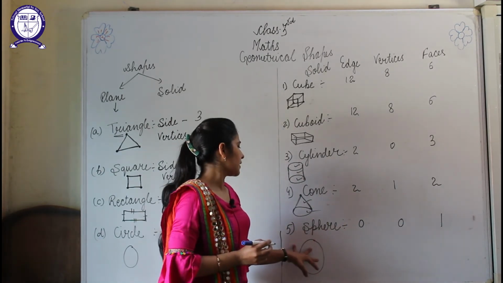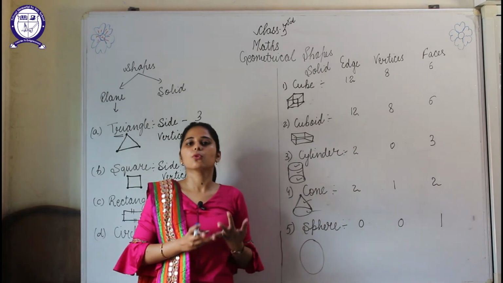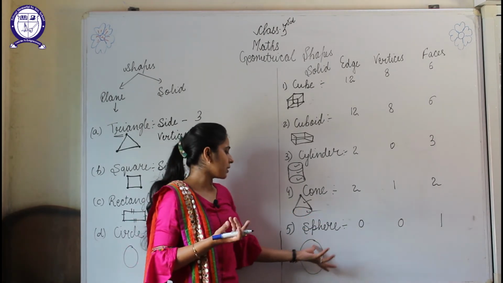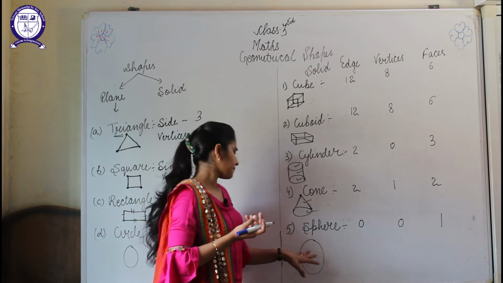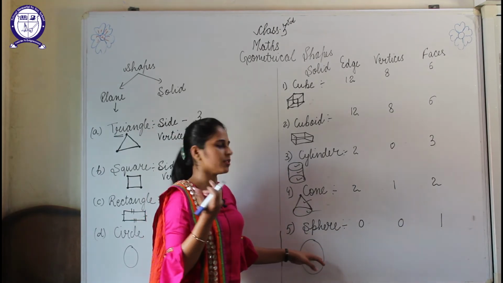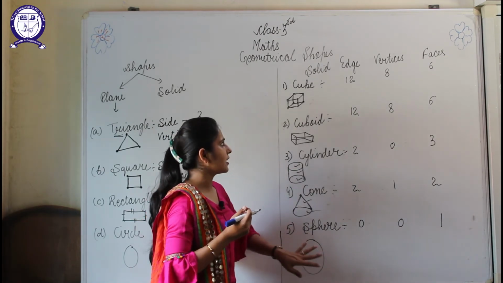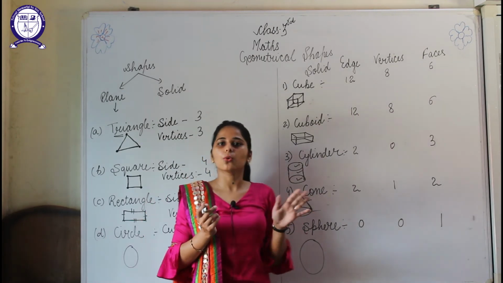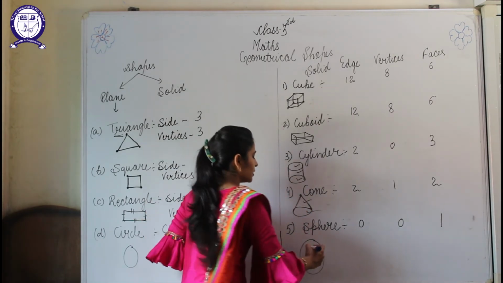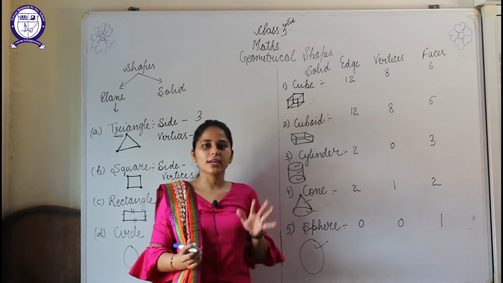Now for sphere, a sphere can be referred to as our tennis ball, or the cricket ball we have, or some paperweights are also in the shape of a sphere. Now in a sphere there is no edge, there are no vertices, only one surface is there. You can also look at the tennis ball.